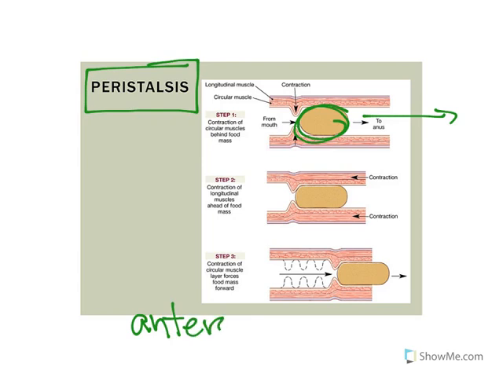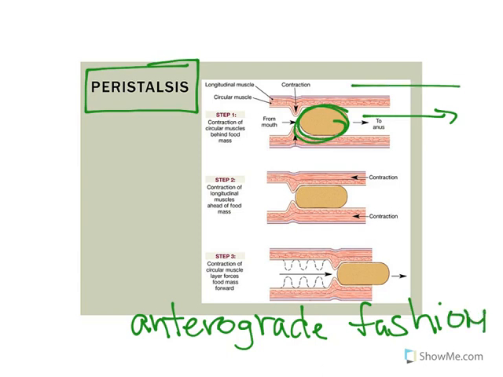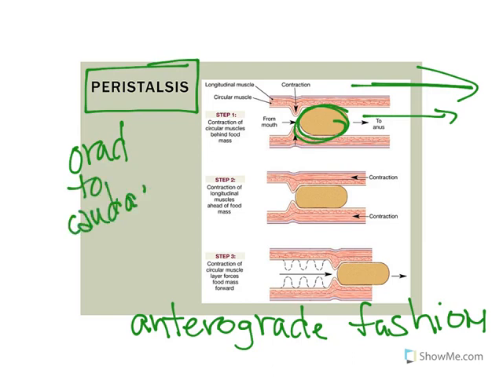It should be anterograde. So in AMP1, you may have learned about anterograde and retrograde axonal transport. Well, anterograde is going forward. Retrograde means going backwards. So peristalsis always goes from the orad to caudad, which means it goes from the mouth to the tail. So that's the direction it should go.